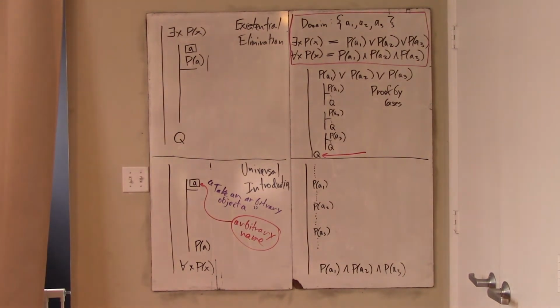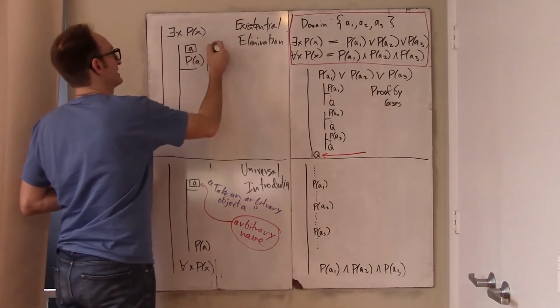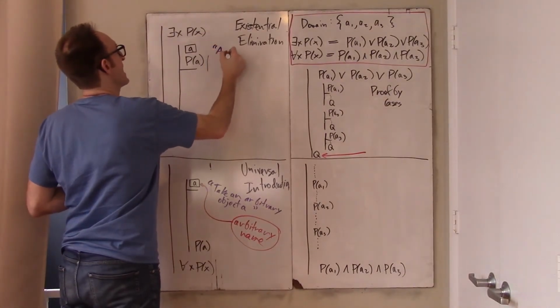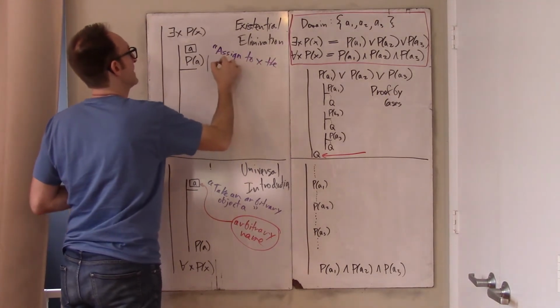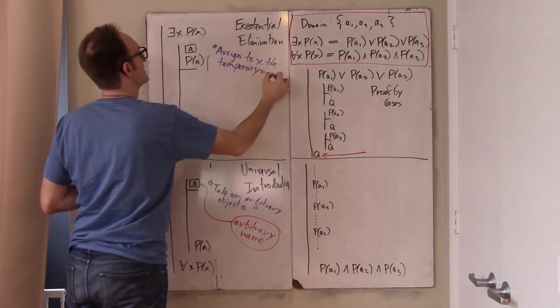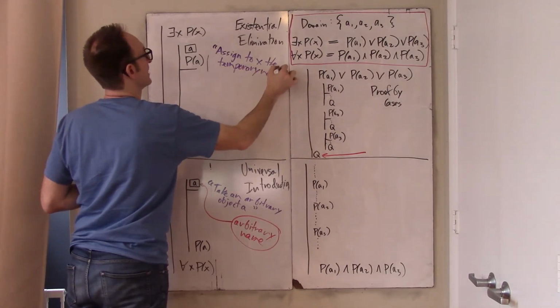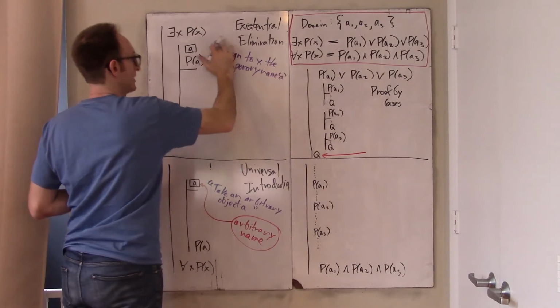I created a new catchphrase an hour ago that's going to be associated with this. High quality video here. And that is, assign to X the temporary name A. Okay. So I'm going to try to write this every single time. Assign to X the temporary name A. Chop chop. Okay. I guess I don't need quotes here. I don't know why these quotes are here.